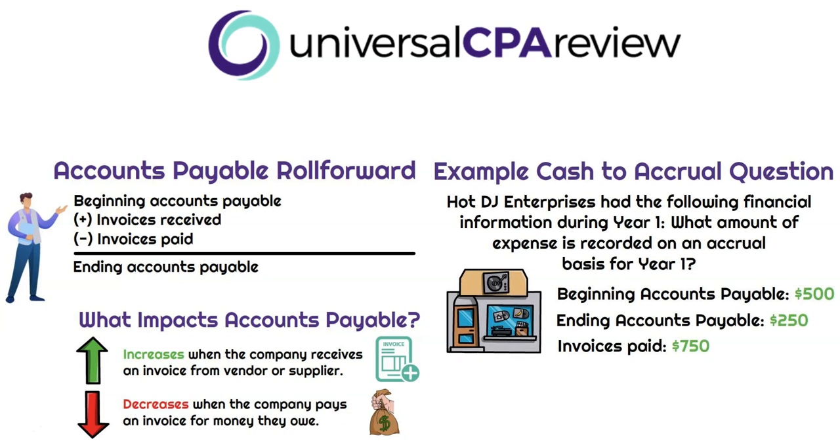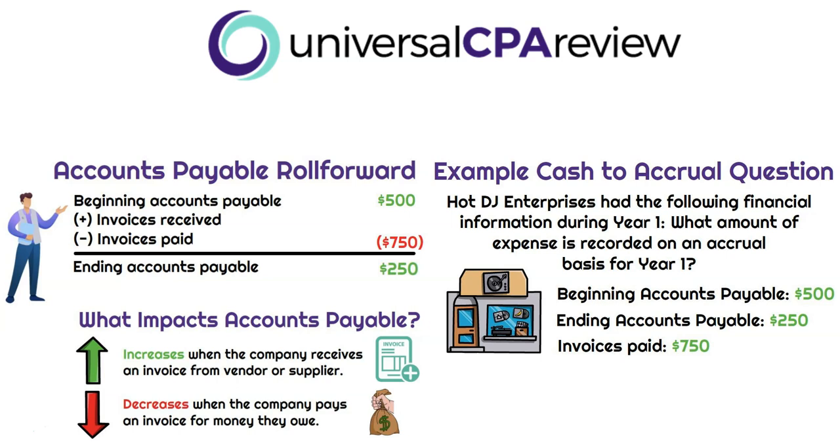So in this question, they give us beginning accounts payable, that's 500, so plug it into the roll forward. Then they tell us that ending accounts payable is 250, so we'll plug that in. And then it tells us invoices paid in cash was 750. So that's going to be a negative 750. So now we need to figure out what amount of invoices were received, because that's going to be the accrual amount, or what we should expect for an expense amount under the accrual basis.